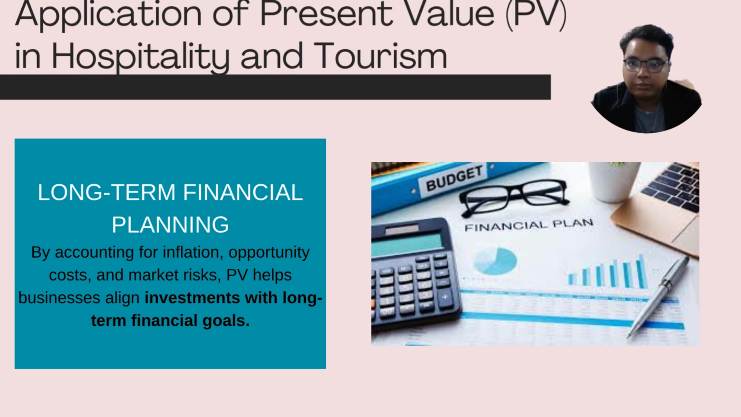Finally, long-term financial planning. By accounting for inflation, opportunity costs, and market risks, PV helps businesses align investments with long-term financial goals. For example, a hotel group may use PV to decide whether to build a new property in an emerging market. By factoring in the expected revenue streams, inflation, and market risks, PV can ensure that the investment aligns with the company's broader financial strategy, providing a clear picture of its financial viability over the next 10 or 20 years.